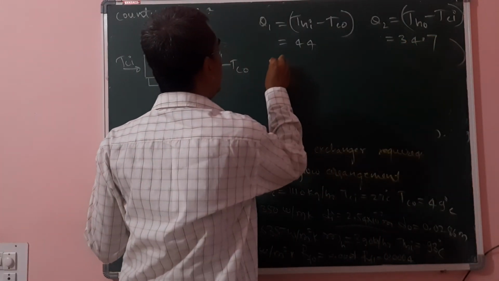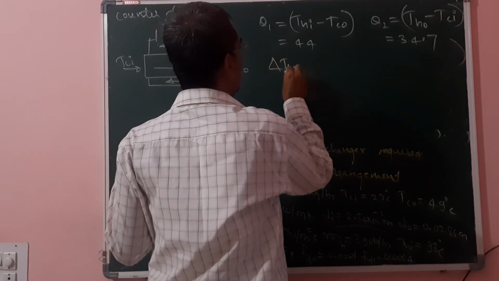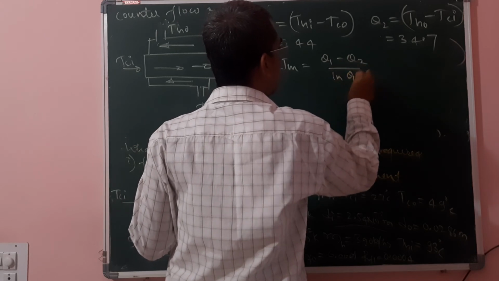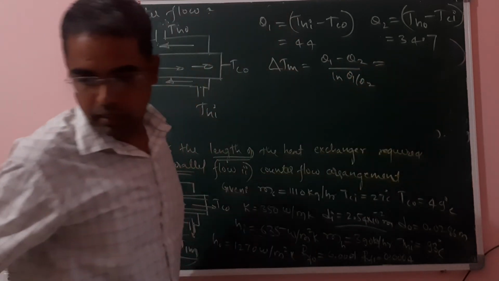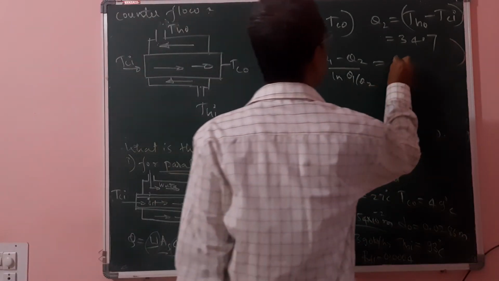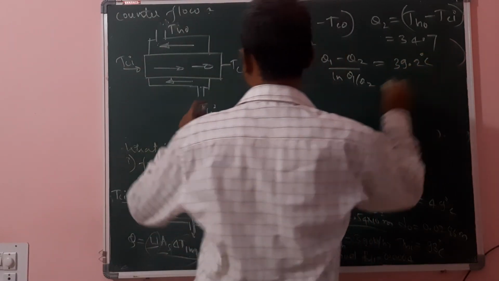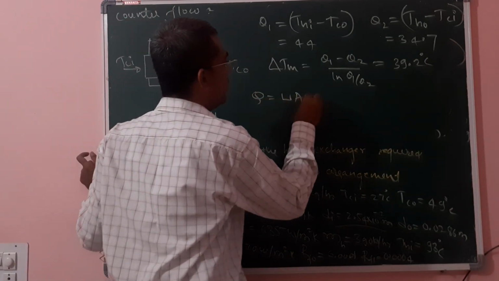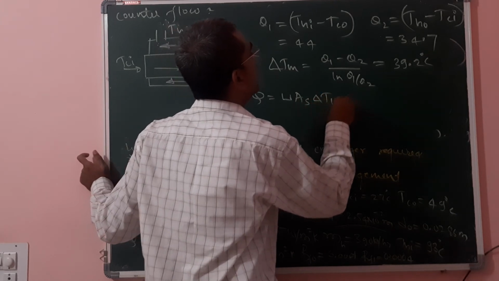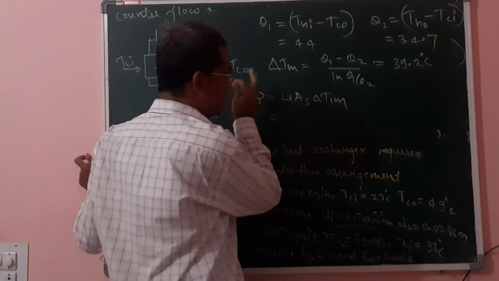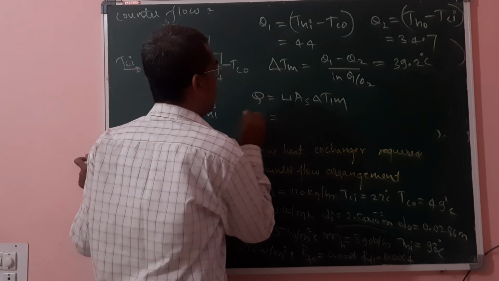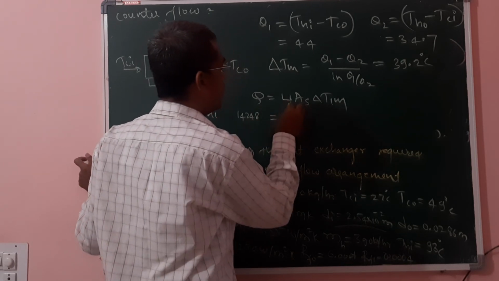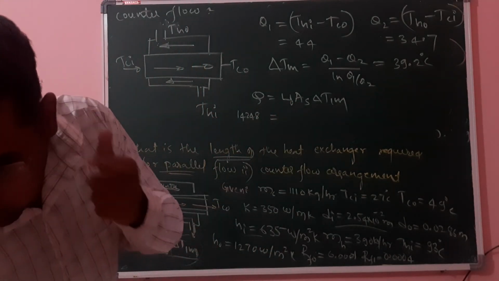We will get the LMTD, delta TLM, equal to theta 1 minus theta 2 divided by ln of theta 1 by theta 2. We will get delta TLM as 39.2 degrees Celsius. Once you substitute here, Q is equal to U A into delta TLM. We know Q is 14248.5, and we have calculated U equal to 325.